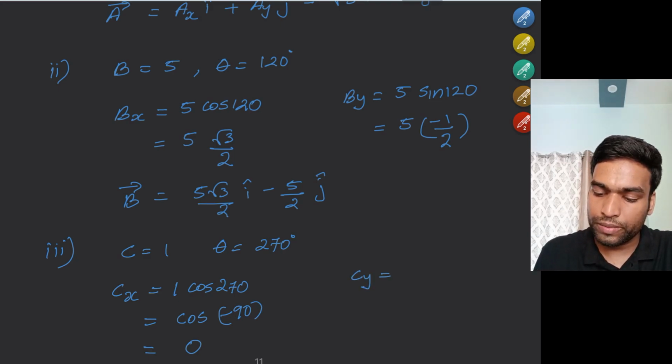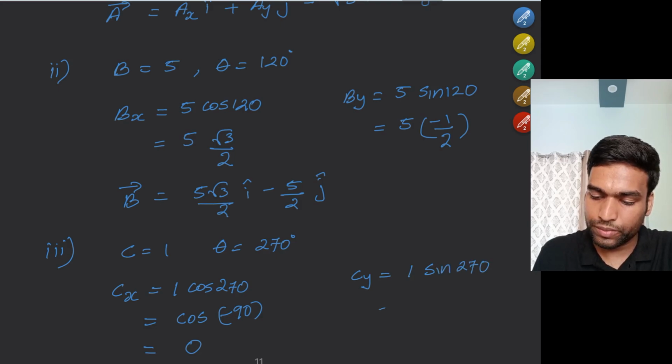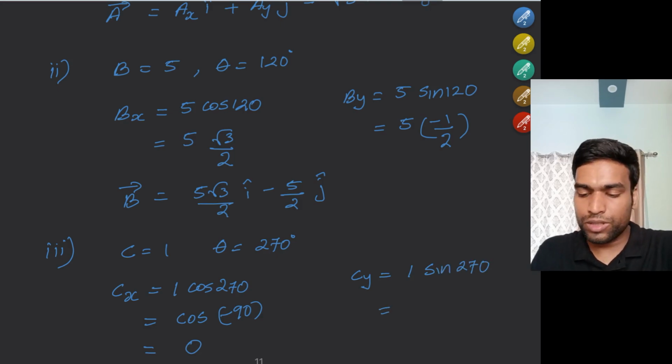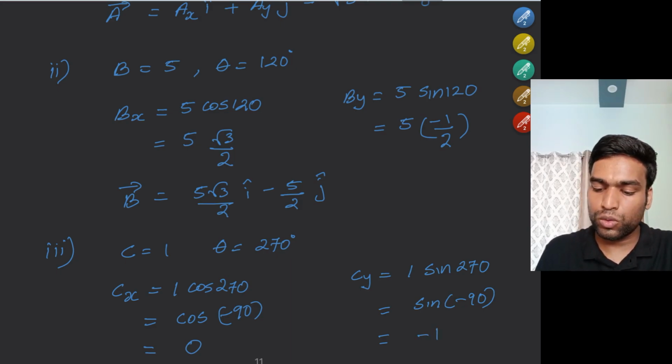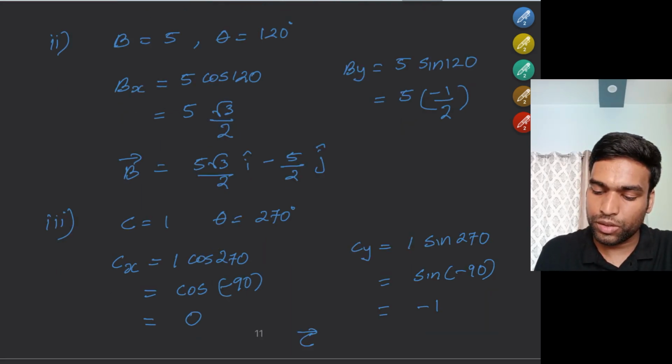Now Cy equal to 1 sine 270. Sine 270 is identical to sine minus 90, and sine minus 90 is negative 1. So how to represent this vector? C equal to 0 i cap minus 1 j cap.